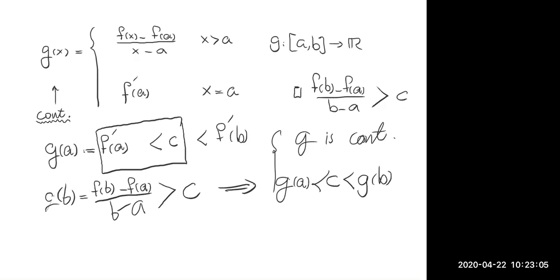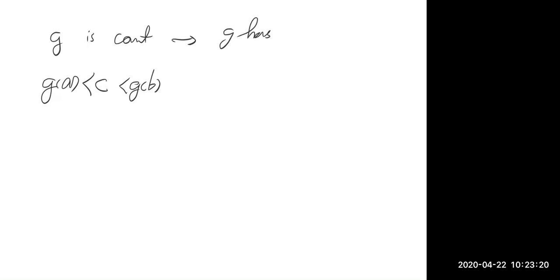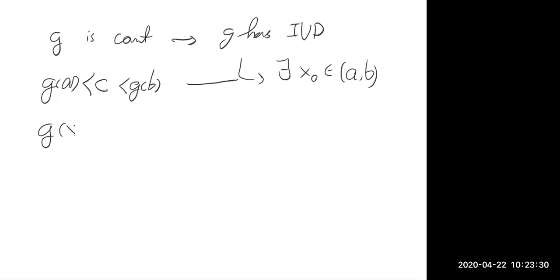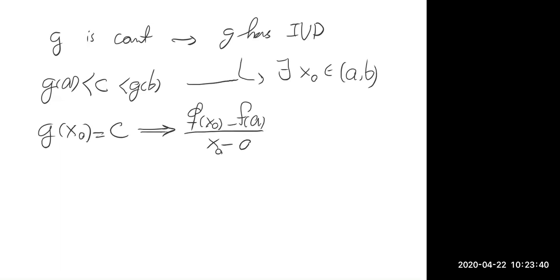So g is continuous. C is between g of a and g of b. Because g is continuous, g has the intermediate value property. Therefore, there exists some x naught in the interval (a, b) where g of x naught is equal to c. But what is g of x naught? G of x naught is f of x naught minus f of a over x naught minus a equals c.